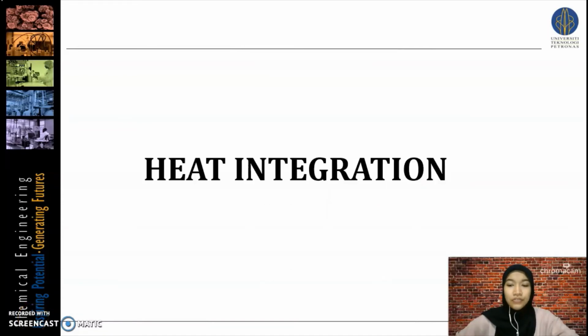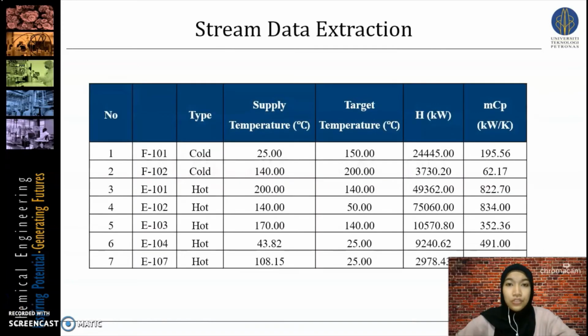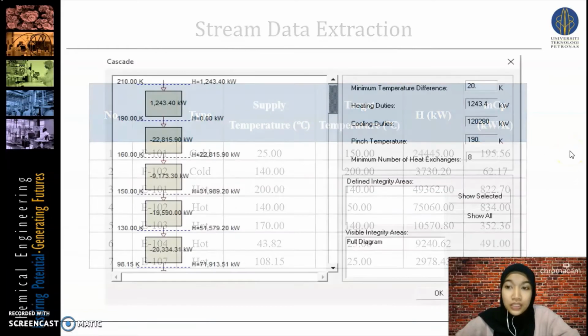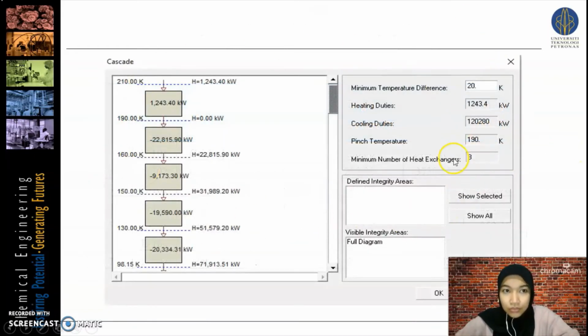Next, we will move to the heat integration of our process plant. This is the stream data that has been extracted from our process. We have 2 cold streams and also 5 hot streams. This data will later be inputted in the HIN software, and the software will do the pinch analysis for us, and this will be generated from the software. So from here we have the heating duty, which is 1,243.4 kilowatt, and also the cooling duty, which is 120,280 kilowatt. We can also get the pinch temperature from the software, which is 190 K.